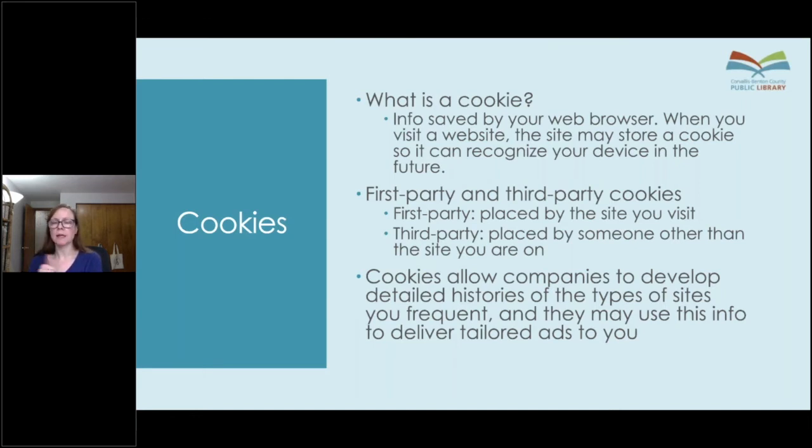First party means that the site that you're visiting, for example, if we go to google.com, Google places its own cookies onto your computer. It will also place third-party cookies onto your computer. These are marketers, advertisers that are paying Google for Google to install the cookies onto your computer when you visit their website. And what cookies do is allow companies to develop detailed histories of the types of sites you frequent.